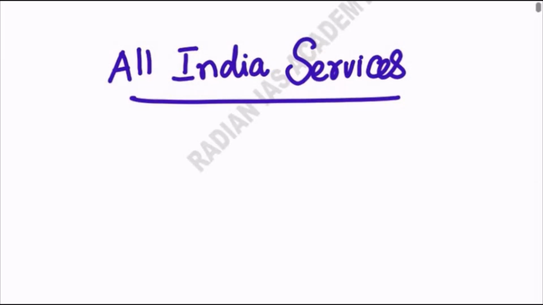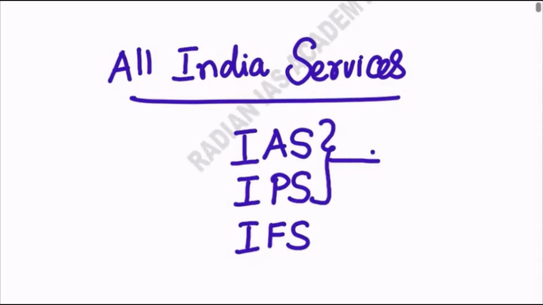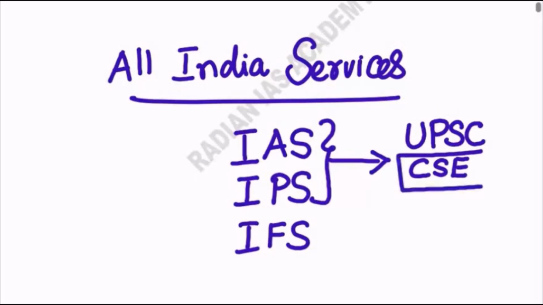Very good. 3. What are they? IAS, Indian Administrative Service. IPS, Indian Police Service. Then IFS, Indian Forest Service. F stands for forest. For these, selection is done by an organization called UPSC. UPSC conducts the services examination. Please note that the name of the examination is Civil Services Examination.